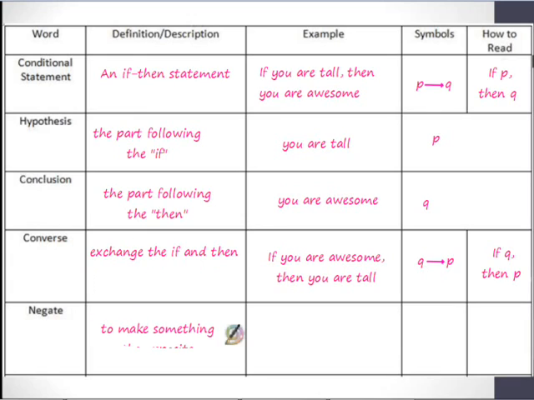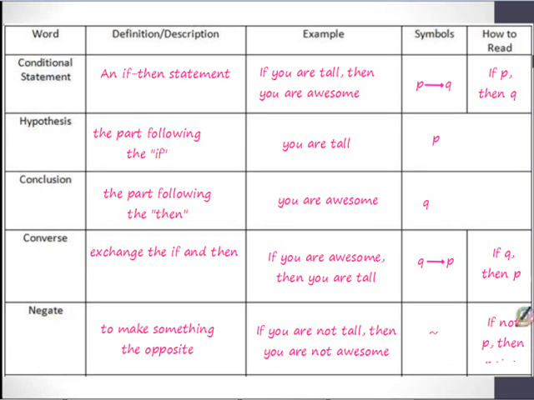To negate something means we make something the opposite. Okay, so you don't always want to say negative because if it starts negative, then you would be making it positive. So you make it the opposite. So if you're not tall, then you're not awesome. All right, and the symbol for negation is this little squiggly. All right, so if not P, then not Q.